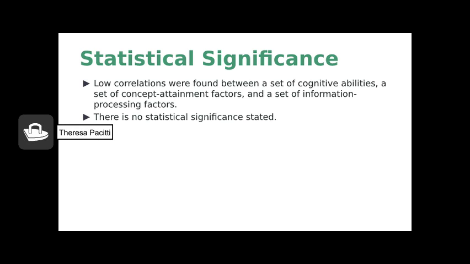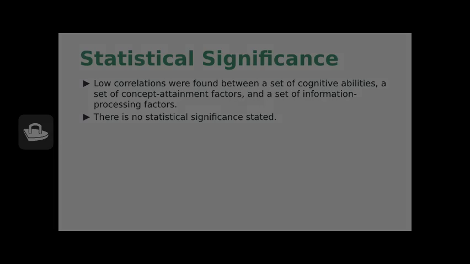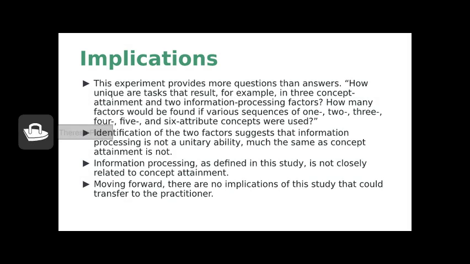The study yielded a low correlation between a set of cognitive abilities, a set of concept attainment factors, and a set of information processing factors. No statistical significance is stated in the study. The study actually produced more questions than answers relating to concept attainment and information processing.